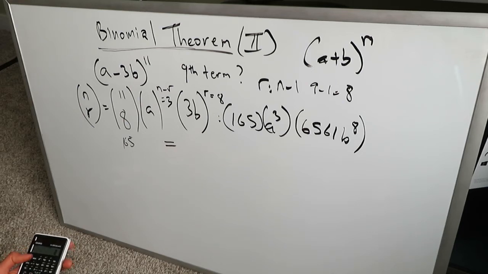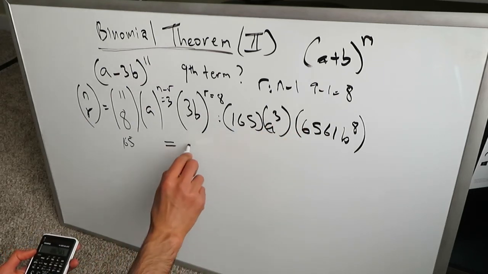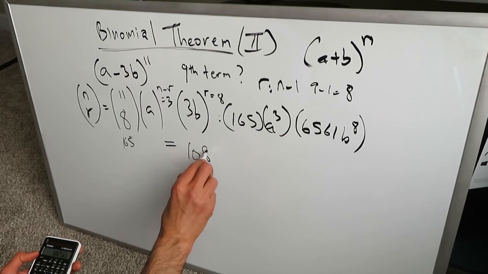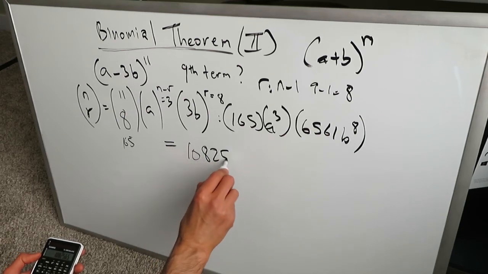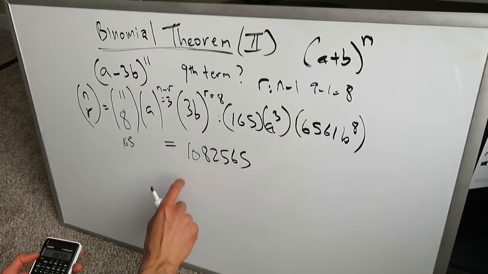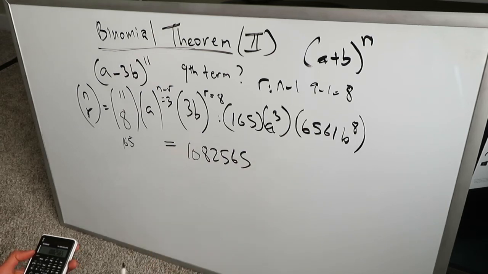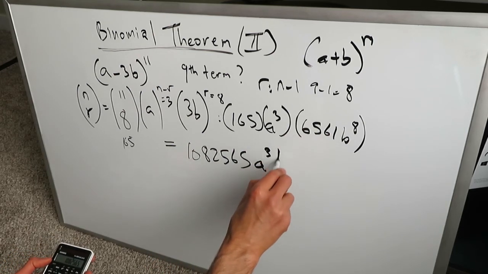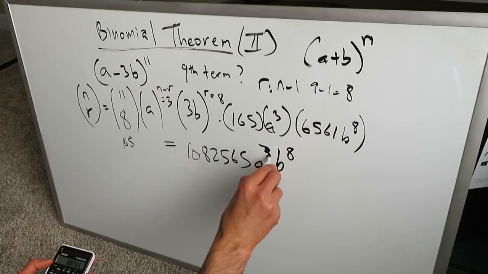And I'm doing that right now, and it turns out to be right. So 165 times 6561 gives me 1,082,565. See, the number is going to be pretty large. So it's going to be 1,082,565 a cubed b to the 8. This right here is a 3 over here.